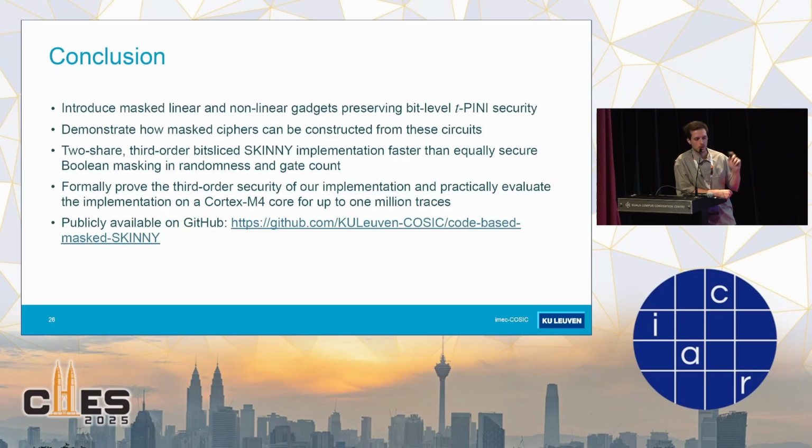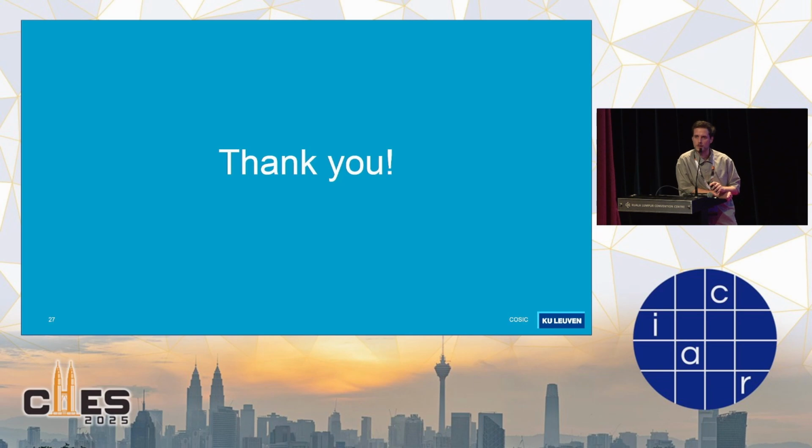All right, that concludes my talk. We basically introduced masked linear and nonlinear gadgets that preserve this bit-level t-PINI security. We demonstrate how we can make a cipher from that, and we made a tailored 2-share third-order bitslice Skinny implementation that is equally secure as Boolean masking, and we are faster and we use fewer random bits. We made a formal proof and practical leakage detection for 1 million traces with no leakage. And the code is available online if you want to have a look at it or use it. And that's it. So thank you for your time.